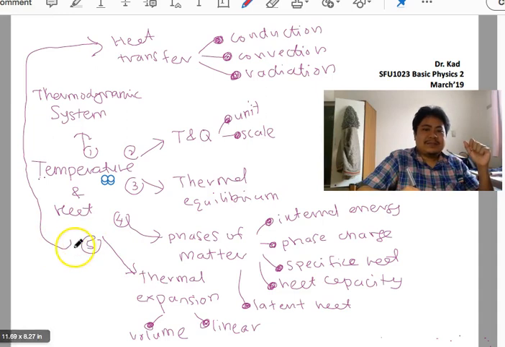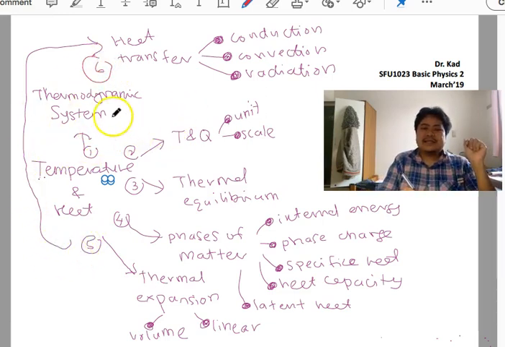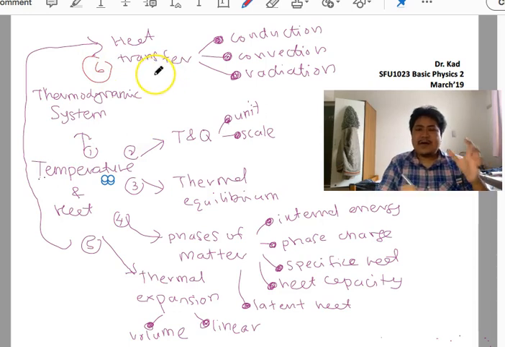And lastly, number 6. It's not enough space here, so I put it here. So it is number 6, which is heat transfer. How heat is transferred from one place to another place. We have 3 methods of heat transfer. First is conduction, kekonduksian. Kedua ialah convection, perolakan. Dan ketiga ialah radiation, iaitu sinaran.